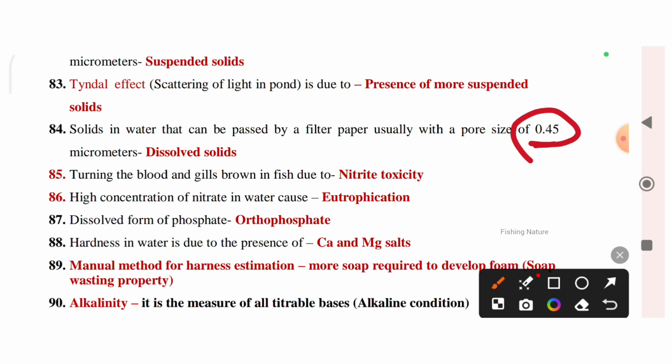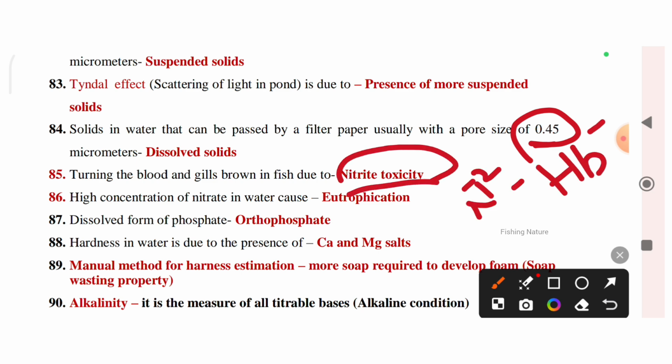Next, the browning of blood and gills in fish is due to nitrite toxicity. In place of red hemoglobin, when nitrite is present, it appears as methemoglobin, so the gills and blood turn brown. Then the fish are affected by this nitrite toxicity.